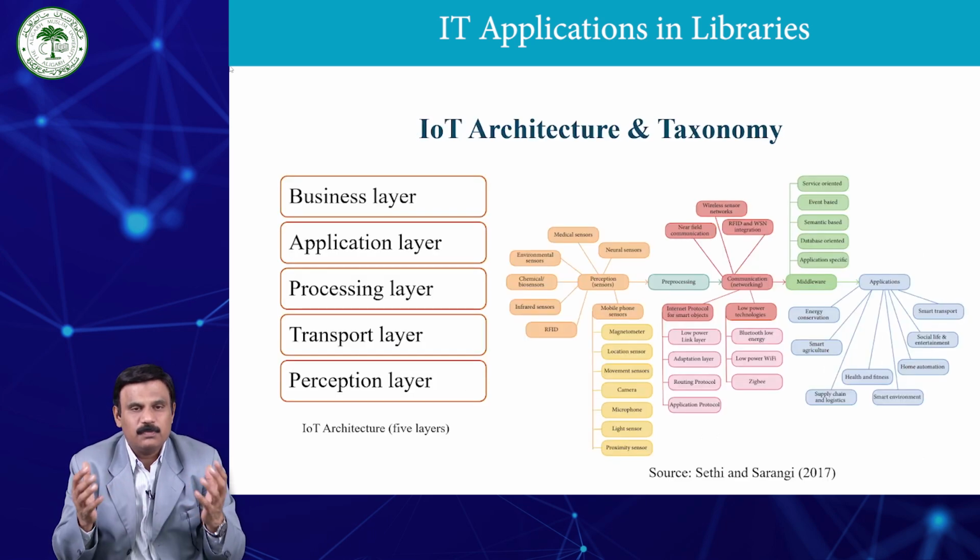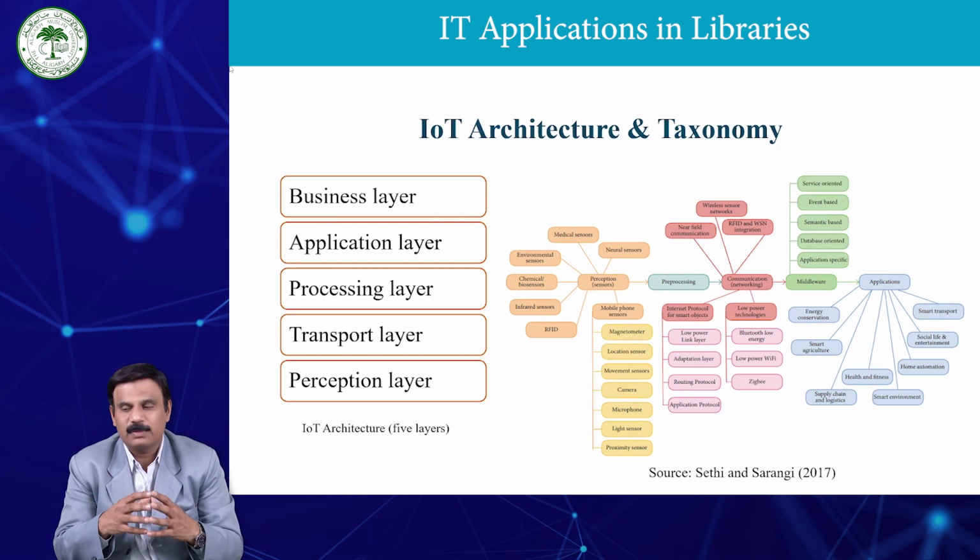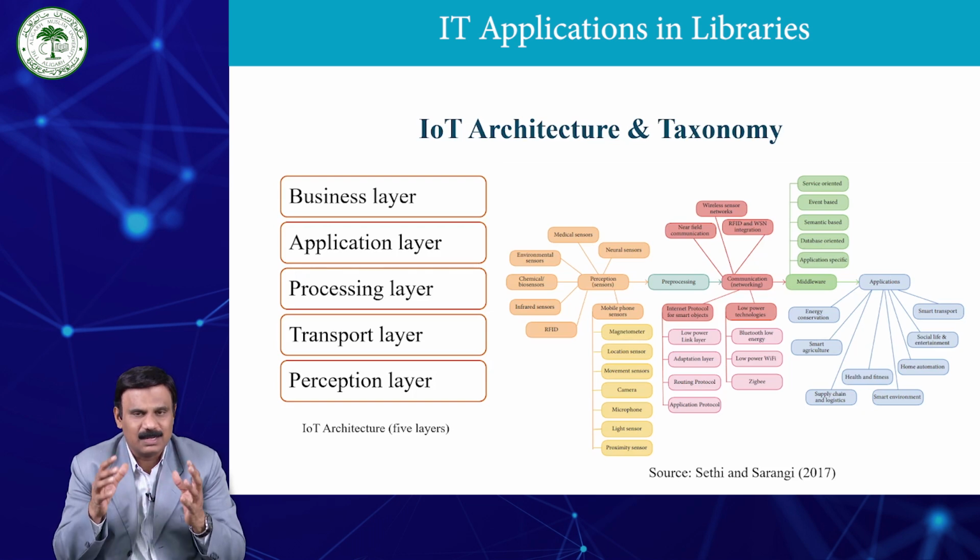Now we are going to discuss IoT architecture and taxonomy. The IoT architecture consists of 5 layers: the perception layer, the transport layer, the processing layer, the application layer, and the business layer. The perception layer is a physical layer which has sensors for sensing and gathering information about the environment. It senses some physical parameters or identifies other smart objects in the environment.